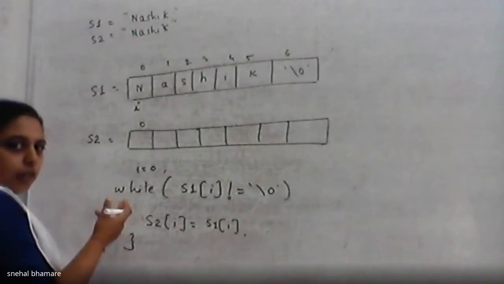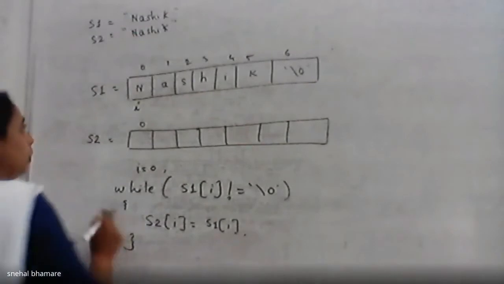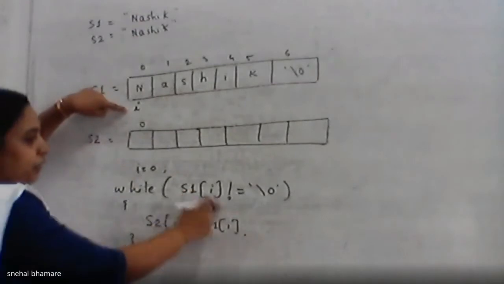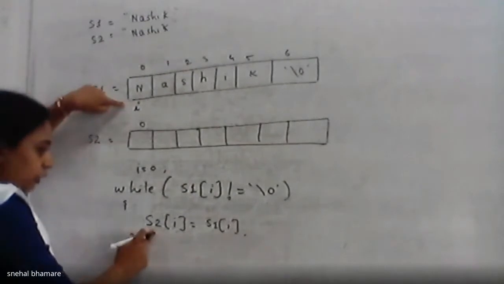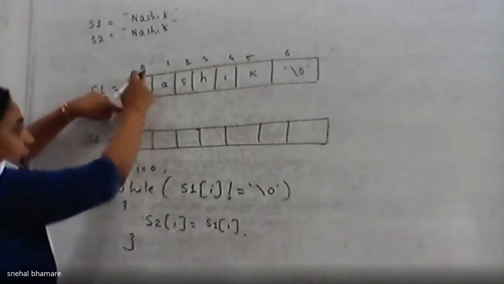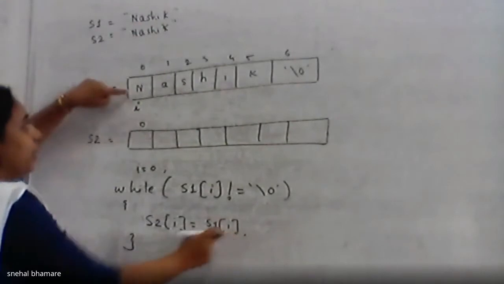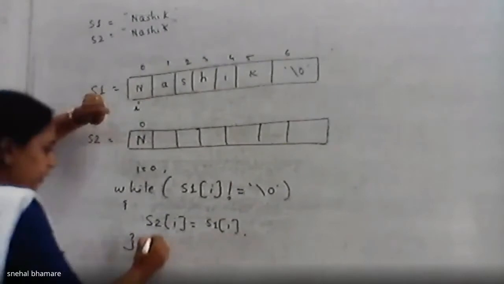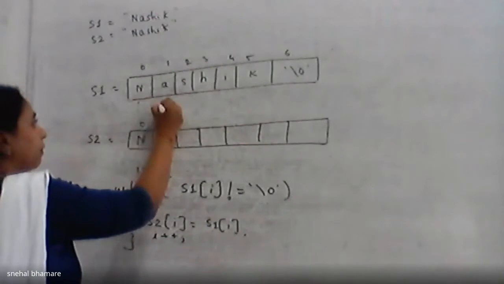How much time I have to repeat this? Till my S1 of I is not equals to slash 0, right? So initially when I is equals to 0, check the condition. S1 of I not equals to slash 0. Yes, the condition is true. It is not equals to slash 0. So what you will do? S2 of I is equals to S1 of I. S2 of I value is 0, so S2 of 0 will have the value of S1 of 0. That is S1 of 0 is M, so it will be overwritten over here. After this, I plus plus, I becomes 1.